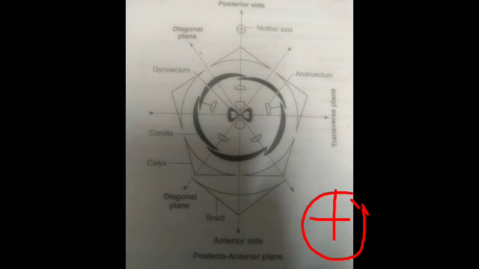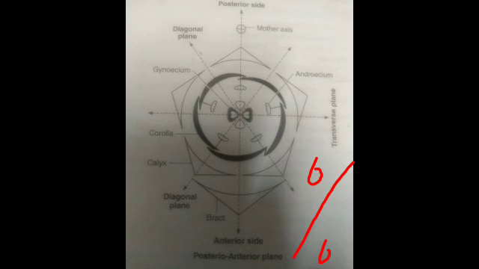Now, this sign shows actinomorphic. Actinomorphic means two halves can be made from any plane. This is zygomorphic, that is, two halves can be made only in a particular plane. In the floral diagram, the mother axis is shown as a dot. The side of the flower towards the mother axis is called the posterior side, and the side away from it is known as the anterior side.